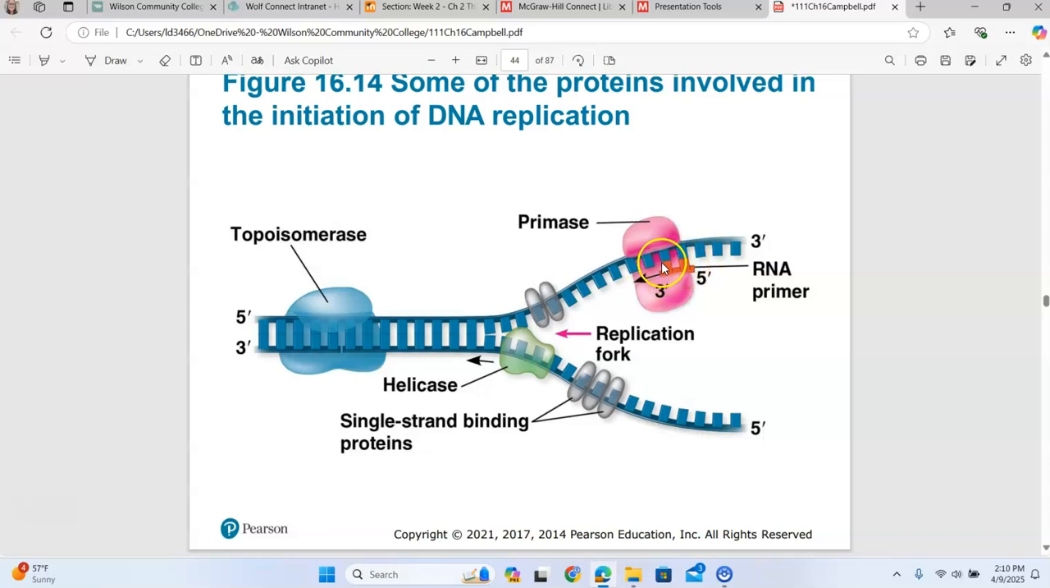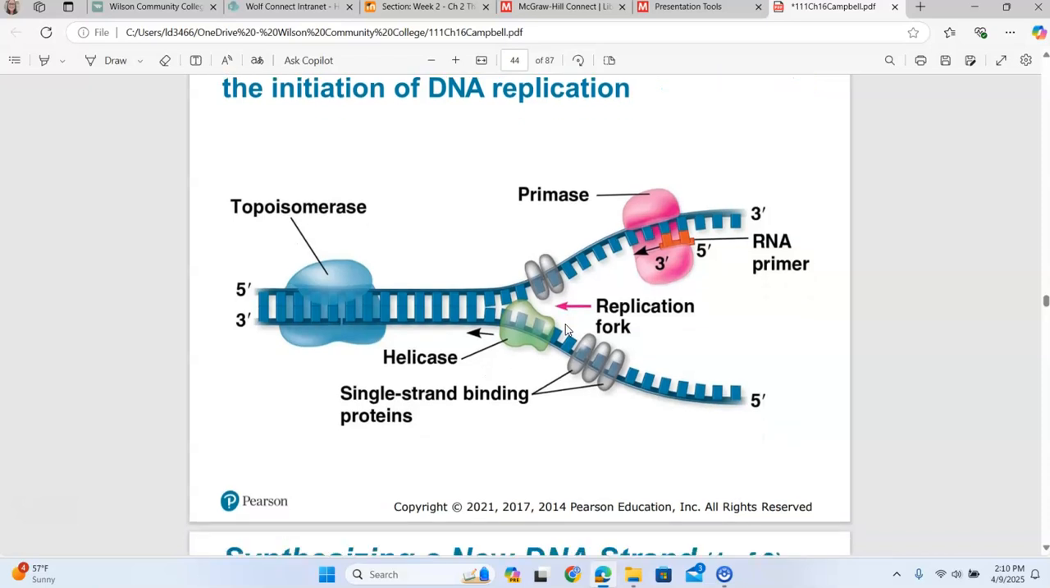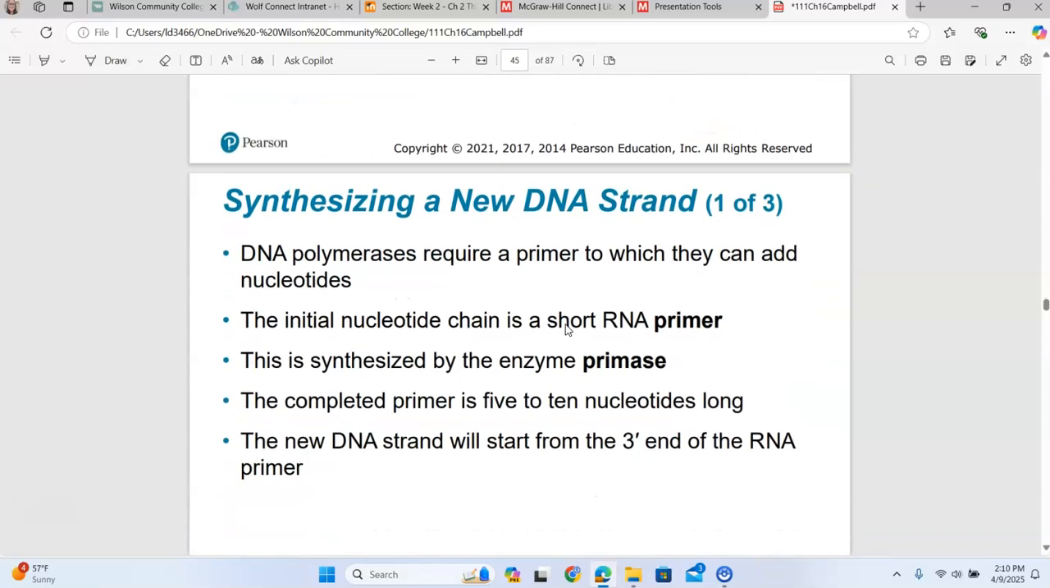So the way that replication begins is that a little tiny piece of RNA called an RNA primer binds to a point on the DNA. And then an enzyme comes in. This pink enzyme is called primase. And primase is going to bind to the DNA at the point where the RNA primer bound to the DNA. And that is where replication is going to begin. Okay, so back to the notes.